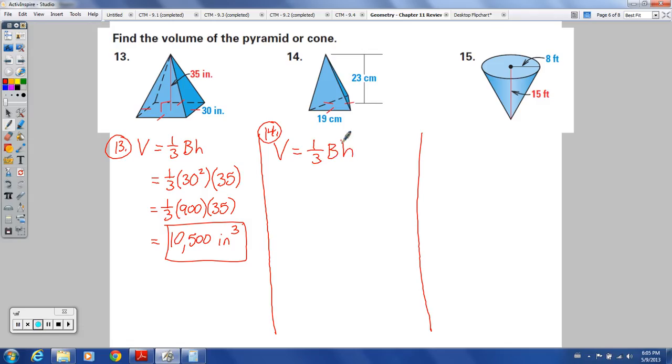It looks like this is an equilateral triangle right there. And so I can use that s squared radical 3 over 4 idea. But there's only one of them now, not 6 of them like I had with the hexagon. So I'm just doing 19 squared times radical 3 over 4.